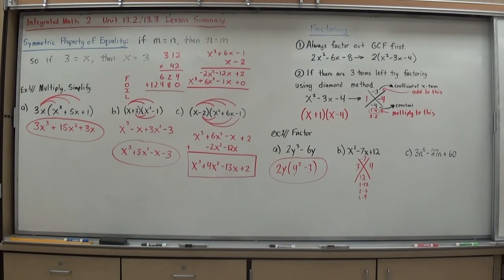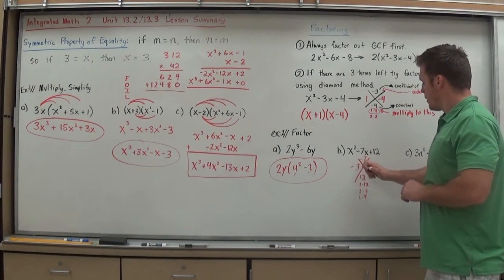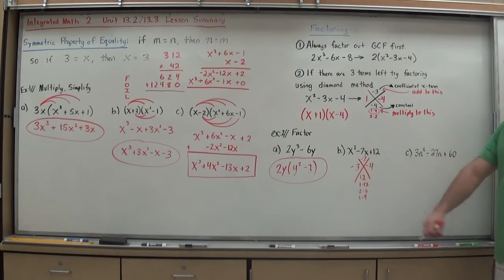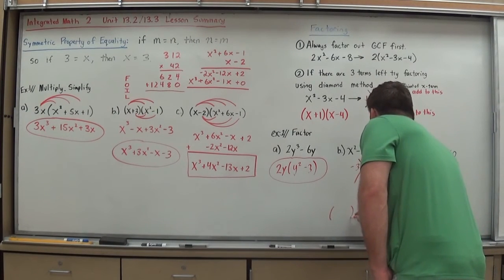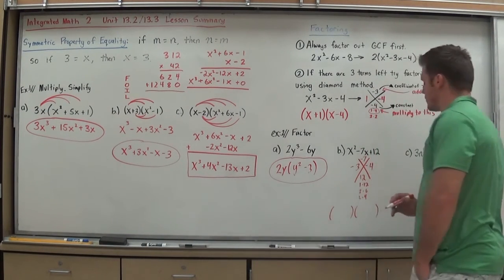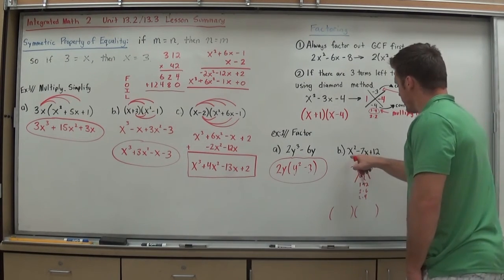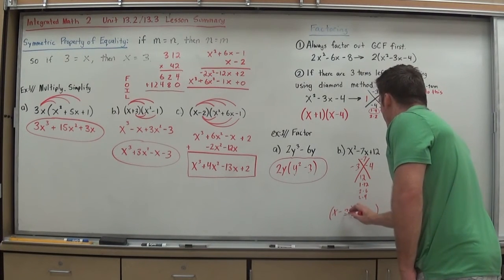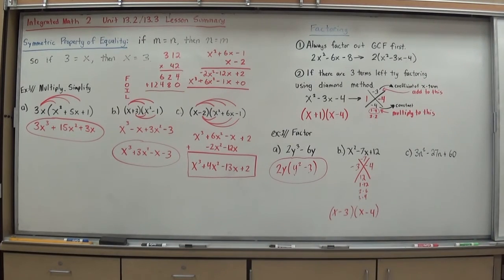But I need to make them work to multiply to 12, but add to negative 7. Make them negative. Negative 3 plus negative 4 is negative 7. Negative 3 times negative 4 is positive 12. I found my factors. Now it's just a matter of setting it up as a binomial times a binomial. And again, the steps here is once you have the numbers, it's just a matter of taking the correct variable, in this case x, and writing it as x minus 3 and x minus 4. And now I have the correct factoring.